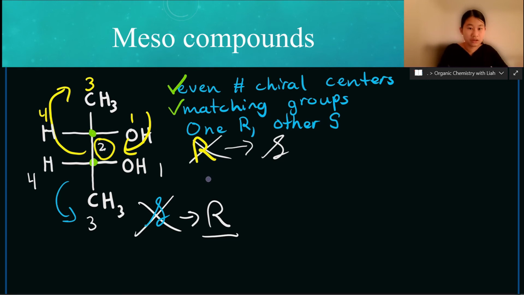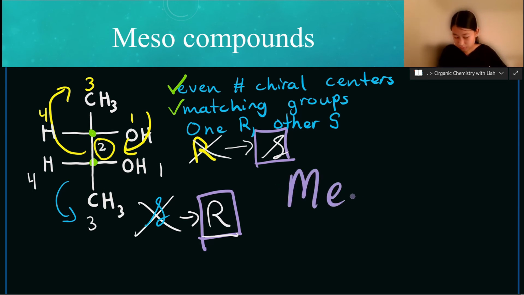So let's decide. Do we have one chiral center that's R and one chiral center that's S? Yes, we do. We have these satisfied. So this Fisher projection is a projection of a meso compound.